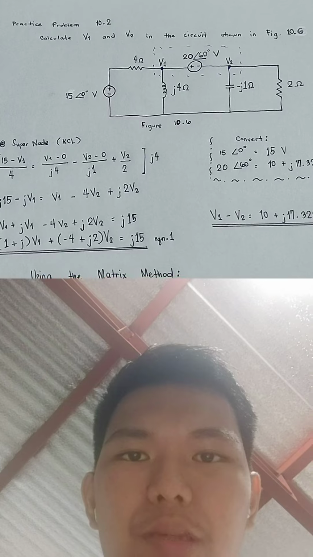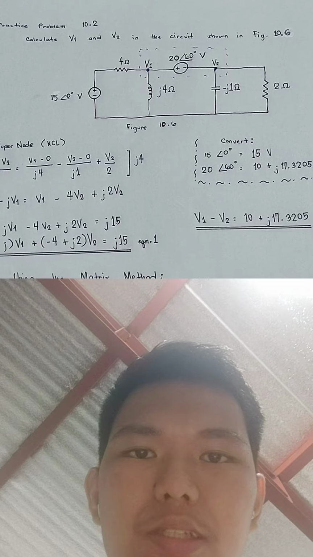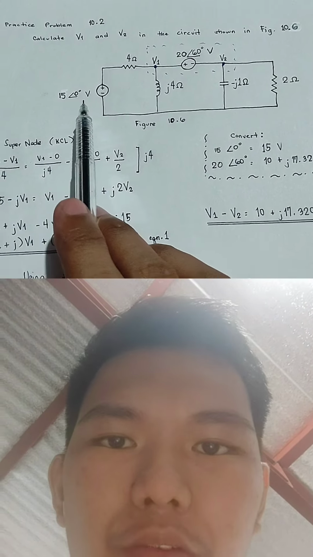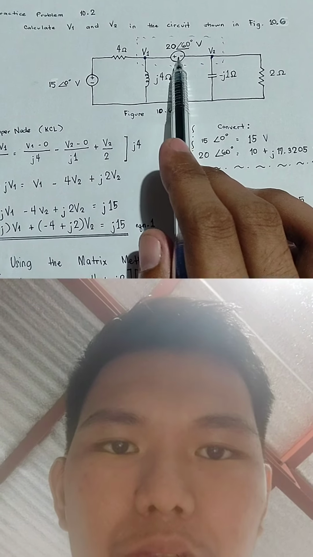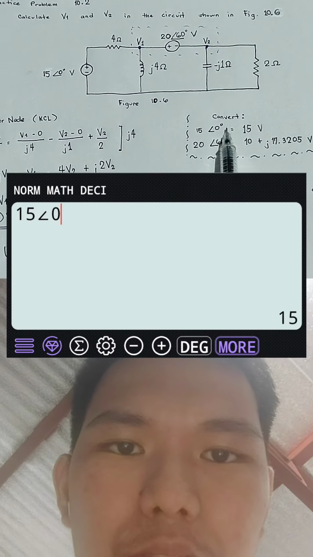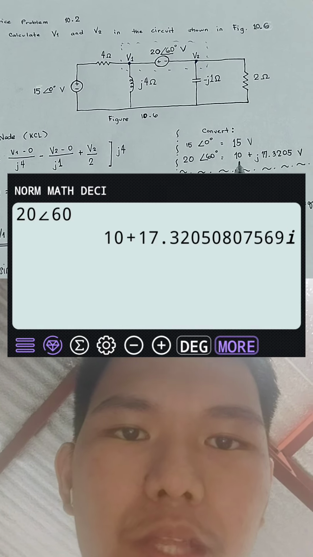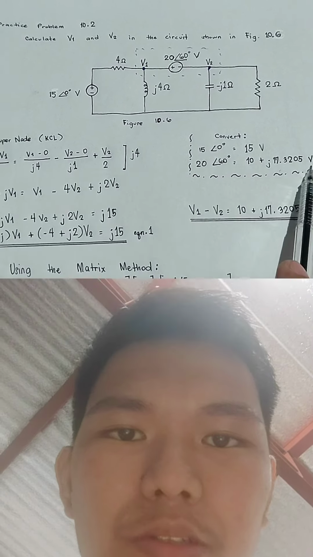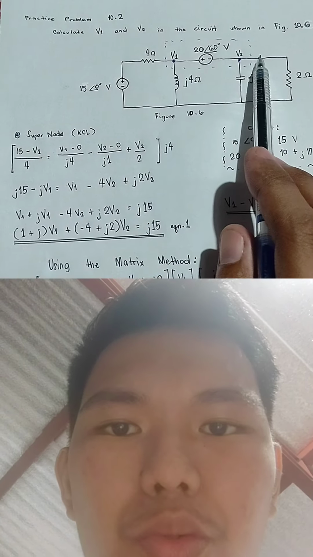For practice problem 10.2, calculate V1 and V2 in the circuit shown in figure 10.6. First, we will convert the polar form of the voltage source, here, to its rectangular form. 15 ∠ 0 degrees is equal to 15 volts. 20 ∠ 60 degrees is equal to 10 plus j17.3205 volts. Now we will solve for the nodes V1 and V2.